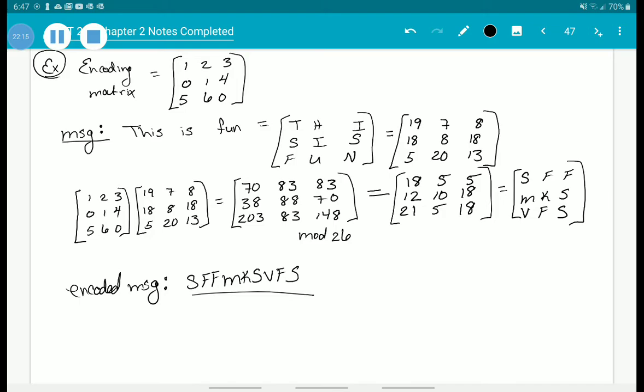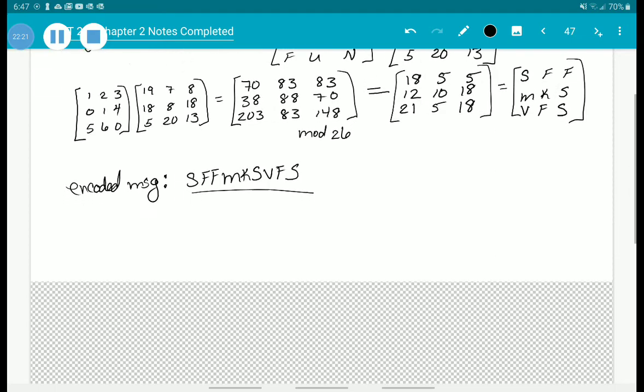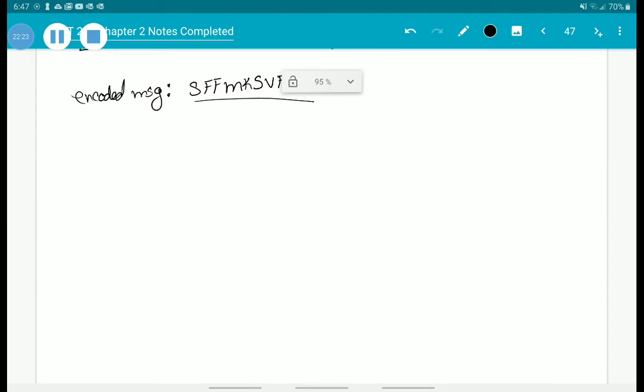So there's how you encode. And we could go through the process and we could check the decoding. Let's do one where we have to decode. Let's do an example.